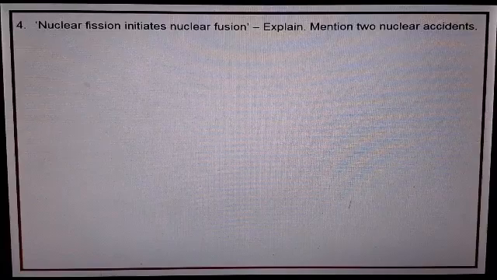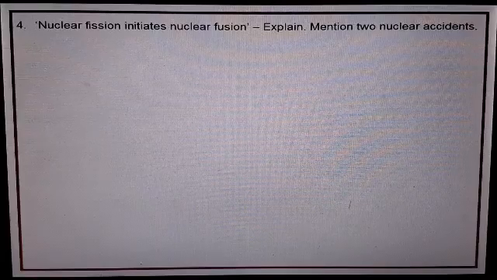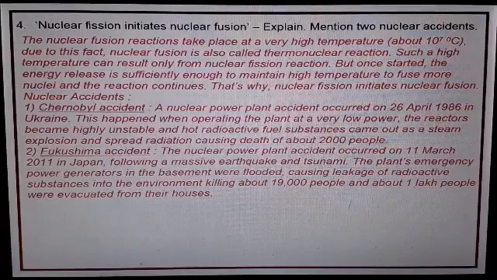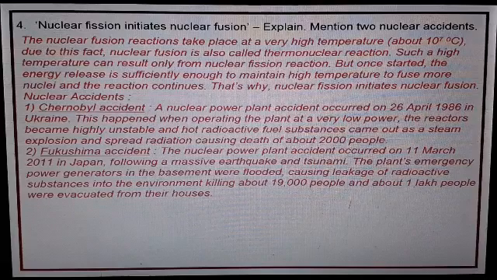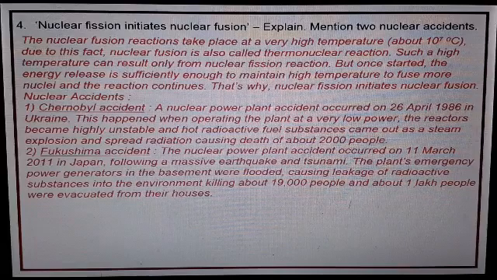Okay, this answer we have already done in a previous question of short type. So that answer will be the same that I have written in the first para. And in the second part, they have mentioned 2 nuclear accidents. So here I have mentioned the Chernobyl accident and Fukushima accident. First, the Chernobyl accident, a nuclear power plant accident that occurred on 26 April 1986 in Ukraine, that's somewhere in Russia. At that time it was an undivided Russia.